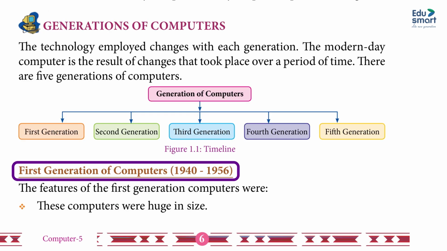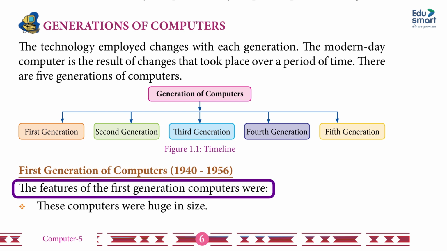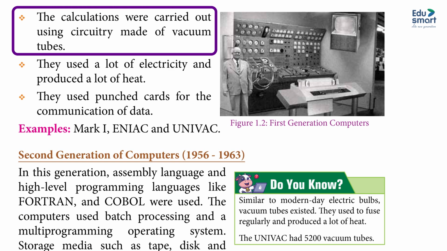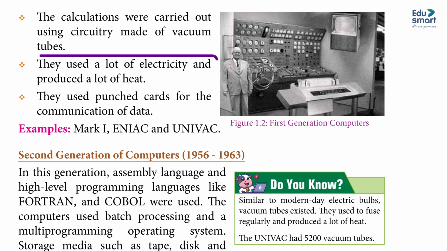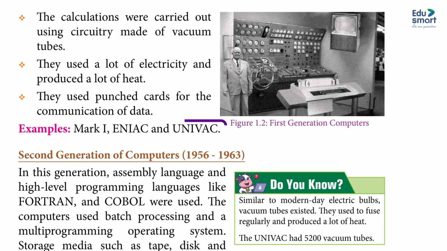First generation of computers, 1940 to 1956. The features of the first generation computers were: these computers were huge in size. The calculations were carried out using circuitry made of vacuum tubes. They used a lot of electricity and produced a lot of heat. They used punch cards for the communication of data. Examples: Mark I, ENIAC, and UNIVAC.